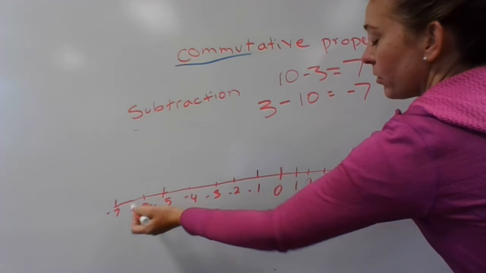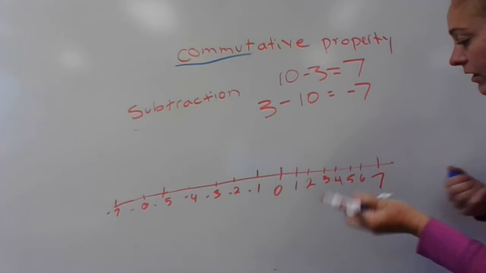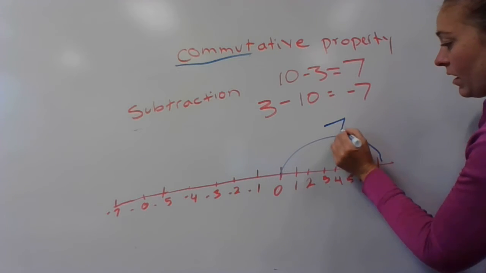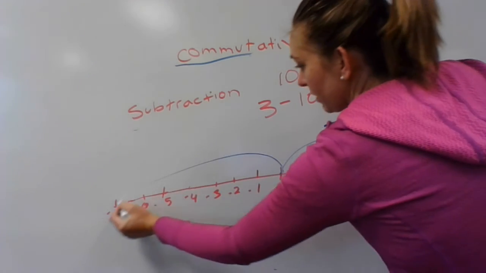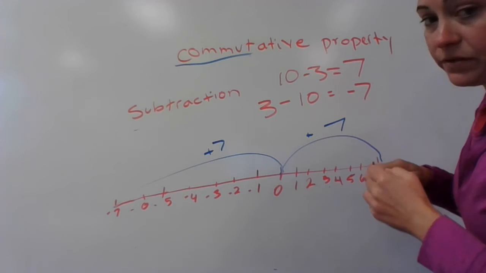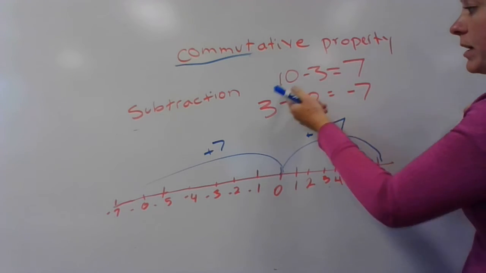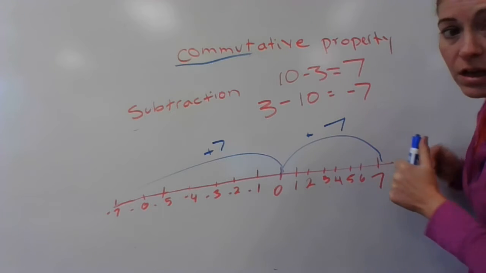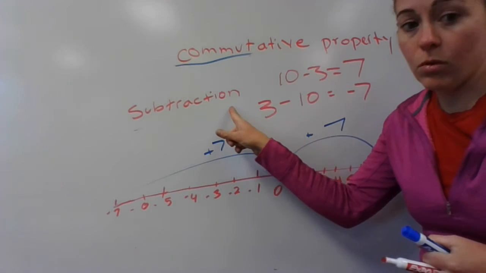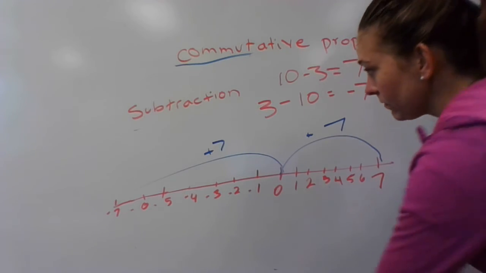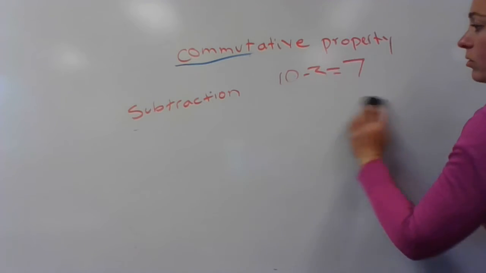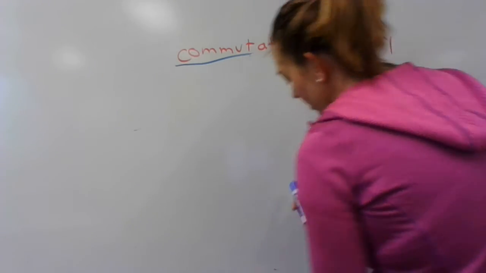You can see they're 14 apart, because I've got to go 7 to get from 7 to 0, and another 7 to get from 0 to negative 7. So that's a total of 14, very different numbers. So 10 minus 3 is one number, 3 minus 10 is a totally different number. The commutative property does not work for subtraction. It also, like I said earlier, does not work for division.